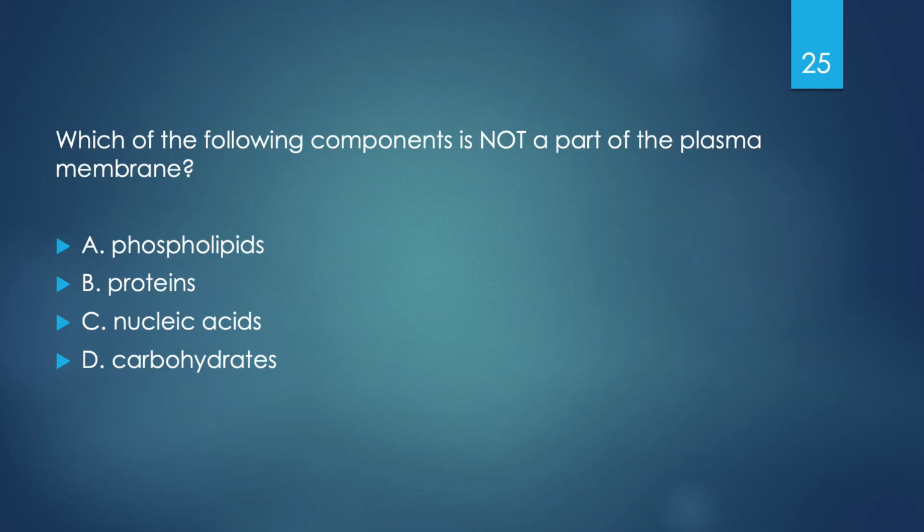Pop quiz question. Which of the following components is not a part of the plasma membrane? A, phospholipids, B, proteins, C, nucleic acids, or D, carbohydrates? Well, let's walk through this. We know that the plasma membrane is composed of a phospholipid bilayer, so we can rule out A. We know that proteins obviously play an important part in the cell membrane, so we can rule that out as well. Carbohydrates we just discussed, and that's things like glycoproteins and glycolipids, and they have a whole lot of important roles. And so the one thing we can rule out here for certain is nucleic acids. They are absolutely not a part of the plasma membrane.